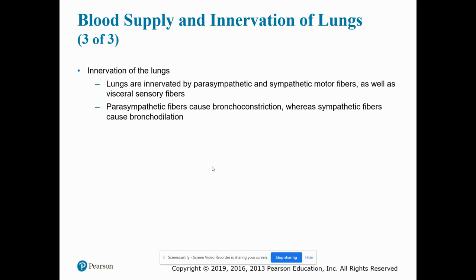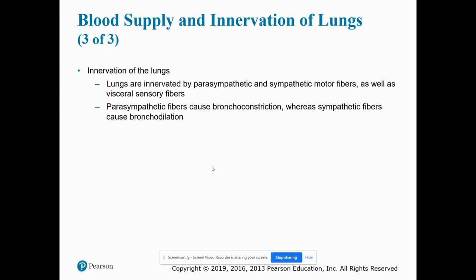Lungs are innervated by both parasympathetic and sympathetic motor fibers, as well as visceral sensory fibers. Parasympathetic fibers cause bronchoconstriction. Sympathetic cause bronchodilation. So if you remember back to AMP1, and I know I say this a lot, right? I say you need to remember back to AMP1 because AMP1 was really important. It provided the foundation for you to understand stuff in AMP2.